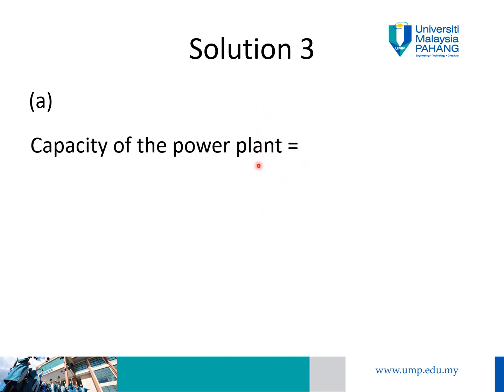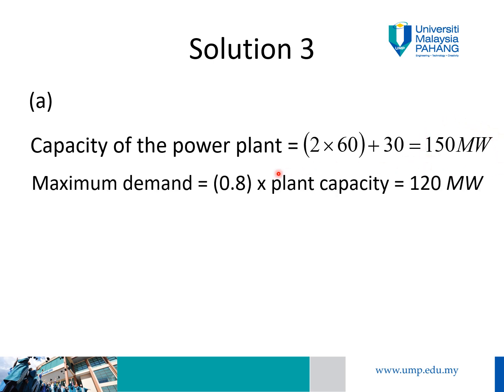Okay, now the solution. The capacity of the power plant: we have two power plants with the size of 60 megawatt and one power plant with the size of 30 megawatt. So the total capacity of the power plant is 2 times 60 plus 30 megawatt, which is equal to 150 megawatt. And the maximum demand is 80% of the plant capacity. So 80% of 150 megawatt is equal to 120 megawatt. So this is the peak load or the maximum demand.